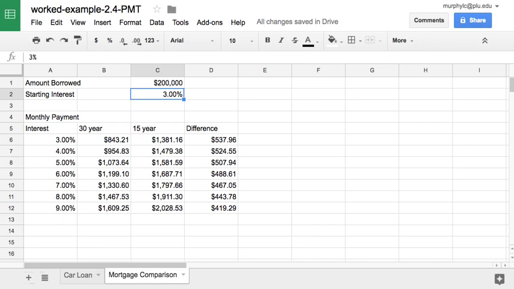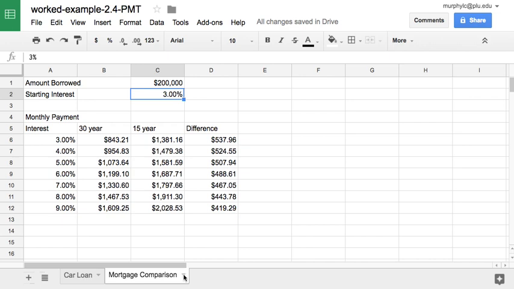Hi. So in this example, I'm going to take our mortgage comparison and improve it a little bit by making it a little more flexible using some additional mixed addressing, and then also I'm going to add some calculations to determine the total amount of interest that we're paying for the different types of loans.